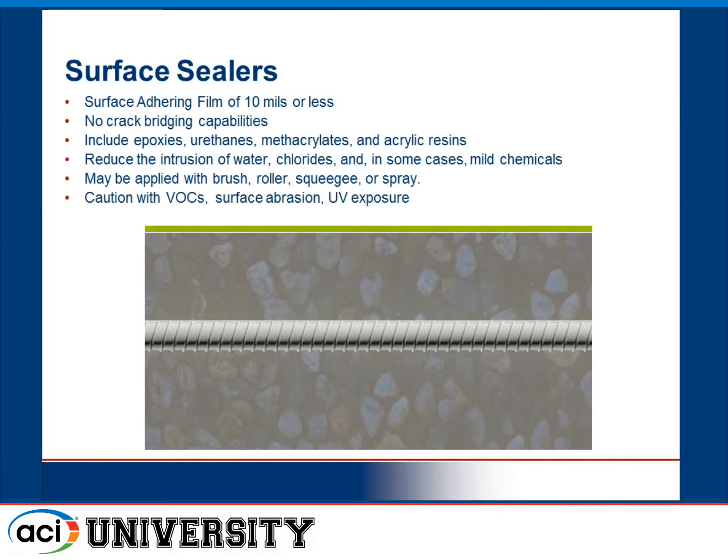Surface sealers are not much different than penetrating sealers, but basically they build on the surface of the concrete itself. These are typically 10 mils or less, and they don't have very good crack bridging capabilities, but they include epoxies, urethanes, methacrylates, and acrylic resins. They operate by reducing the intrusion of water and chlorides, and in some cases mild chemicals. That's their purpose. Eventually, they are effective in preventing probably new contaminants from coming through.